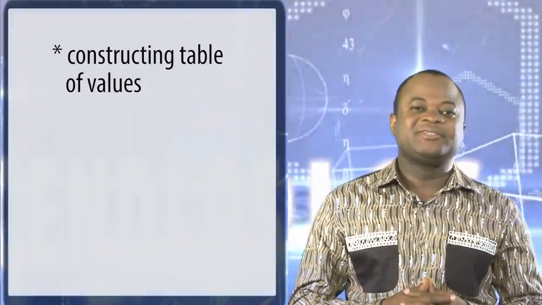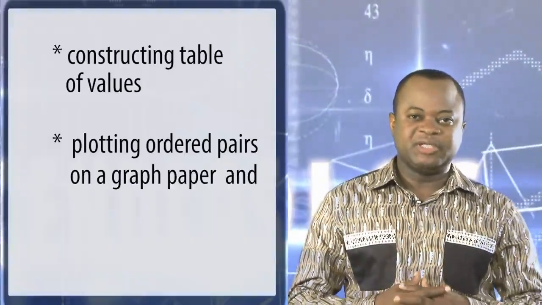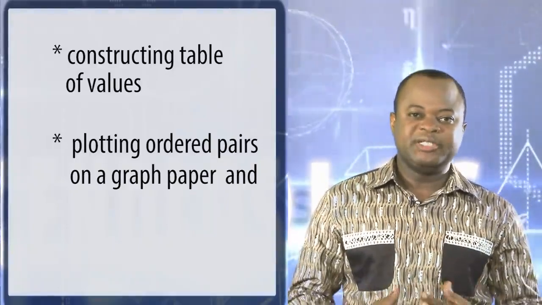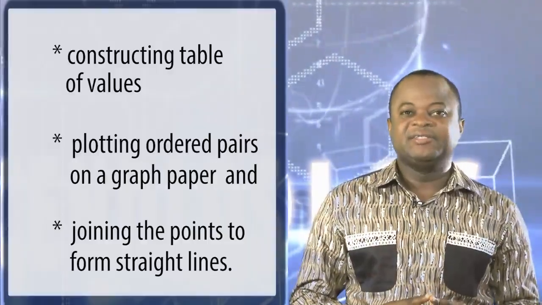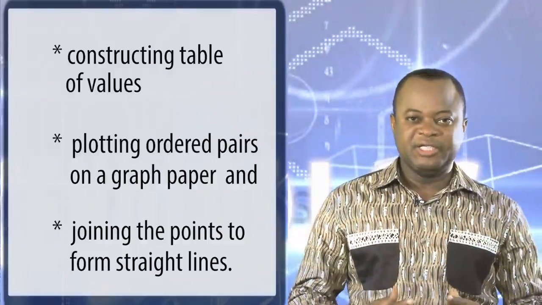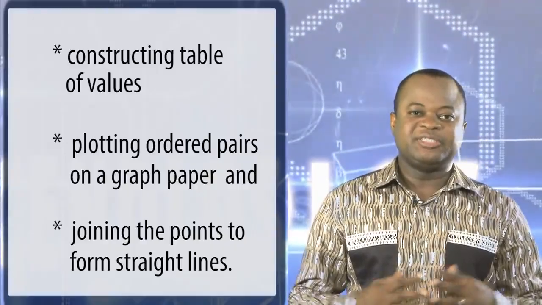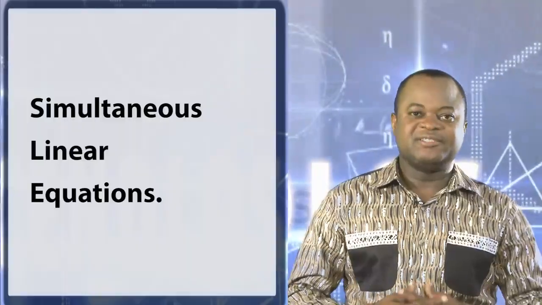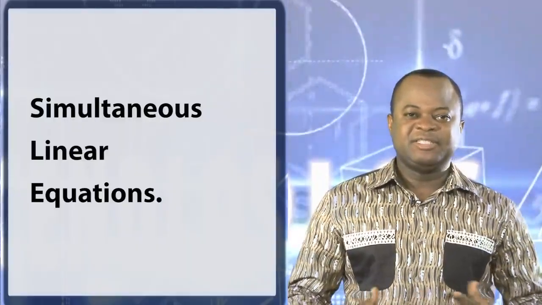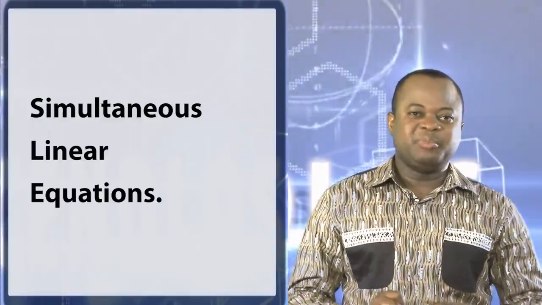You remember in year 1 of this program, we learned how to draw linear graphs. Yes, we did that by constructing a table of values, plotting ordered pairs on a graph paper, and joining the points to form straight lines. In today's lesson, we shall extend our knowledge to situations that involve two simple linear equations known as simultaneous equations. That's right. That is the topic for today's lesson.